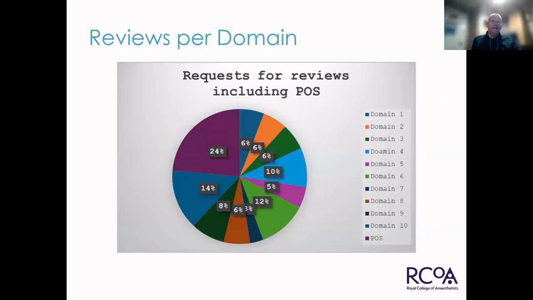This just looks at the request for reviews, including the pause, and you'll see there that actually a lot of people did ask for a pause review as well, simply because they were scored down in the pause, perhaps for a reason that they didn't necessarily agree with.